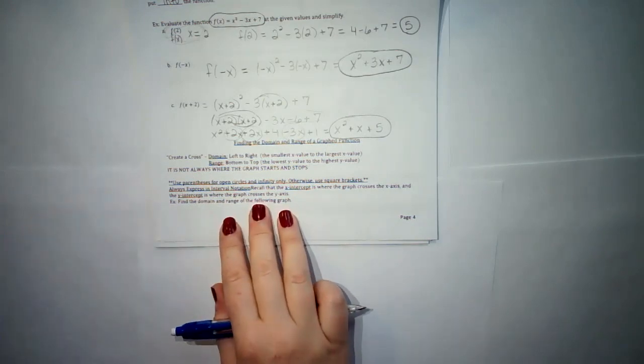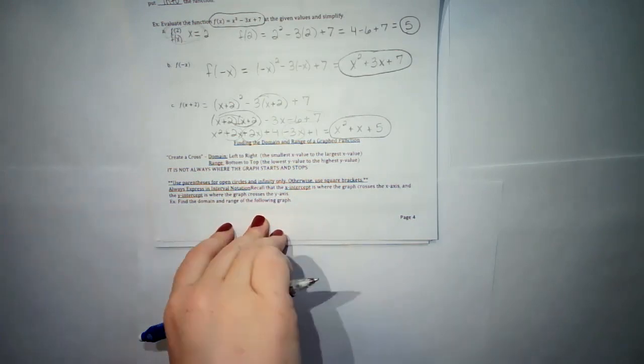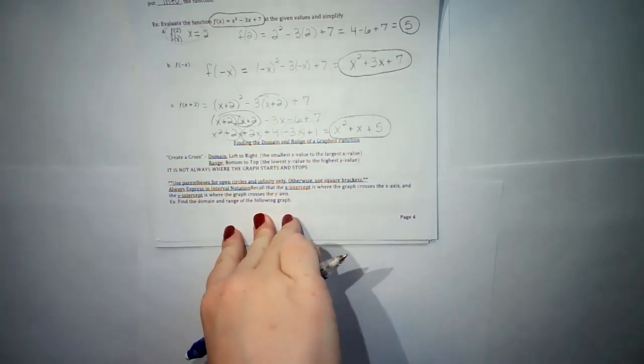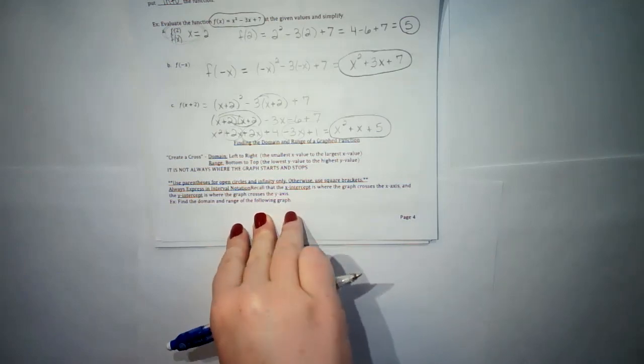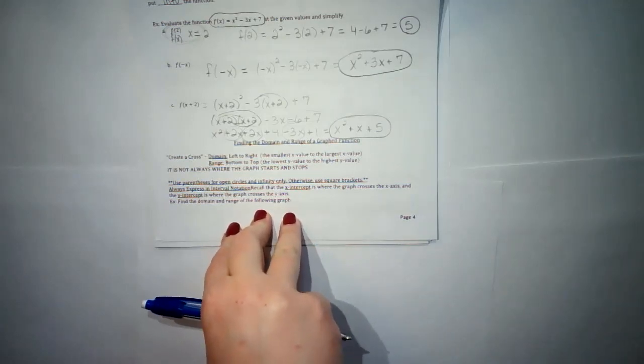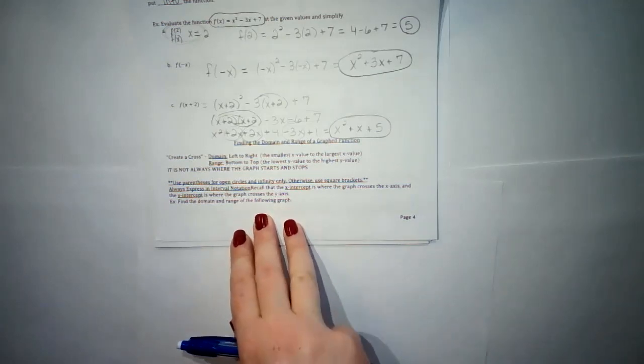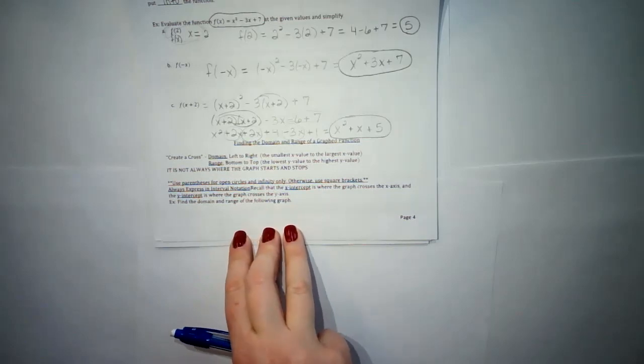So to find the domain, you're going to move from left to right, right? Okay, and find the domain. To find the range, you're going to start at the bottom and go bottom to top and find the range. And you're going to use interval notation, okay?